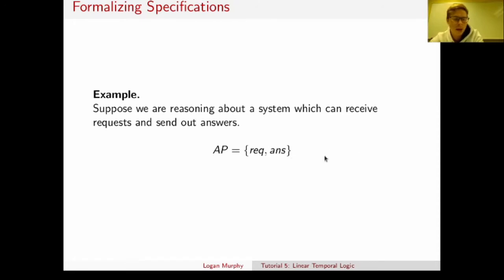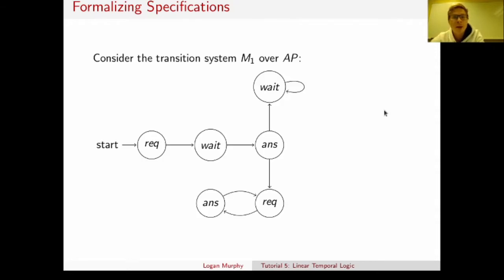These are atomic. The idea being that a state which is labeled by rec is a state at which the system receives a request, and a state labeled by ans is a state at which the system is issuing an answer. So here's an example of a very minimal transition system over this set of propositions.